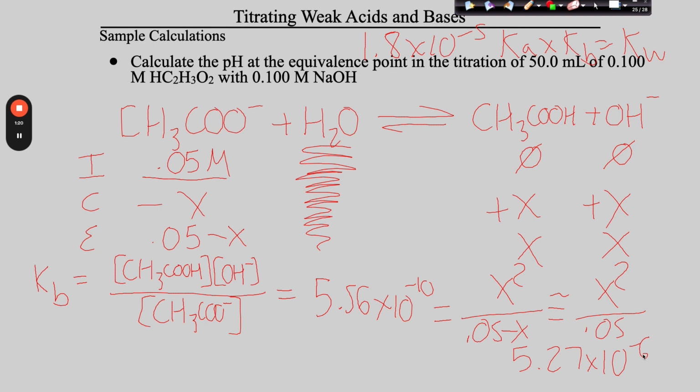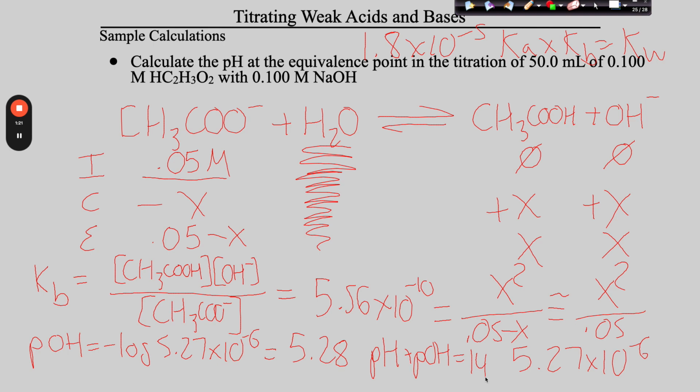Then guys, I'm going to get sloppy on you. pOH is equal to the negative log of 5.27 times 10 to the negative 6, which is 5.28. Then pH plus pOH is equal to 14. And guys, I'm out of space. So 14 minus 5.28, 8.72. So check me, but that's 8.72.